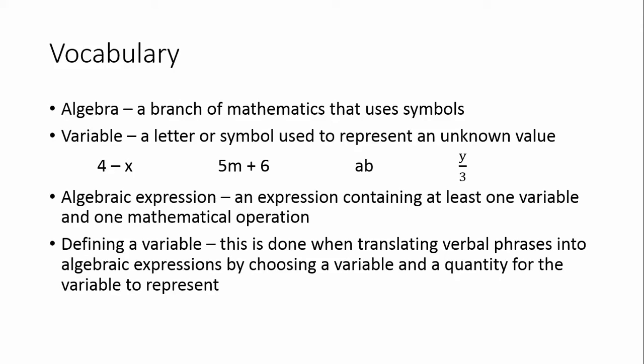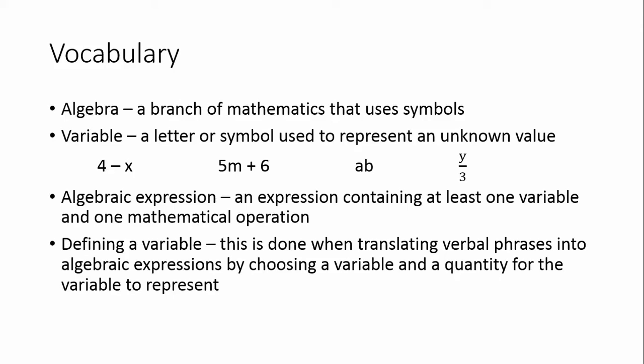Next we have a variable. This is a letter or symbol that's used to represent an unknown value. So I wrote some examples here of some expressions that have variables in them. First we have 4 minus x. We have 5m plus 6. Recognize here that the operation between the 5 and the m is multiplication, so it's 5 times m plus 6.